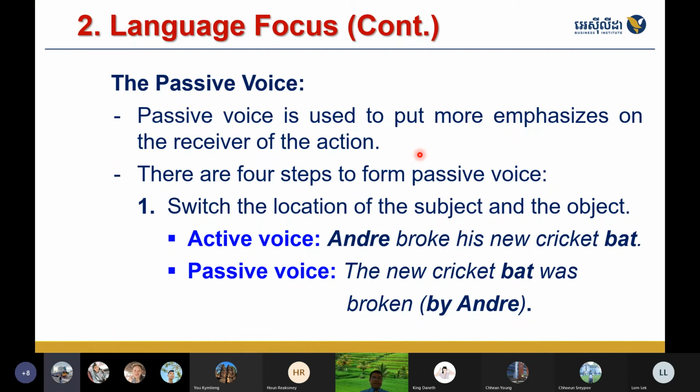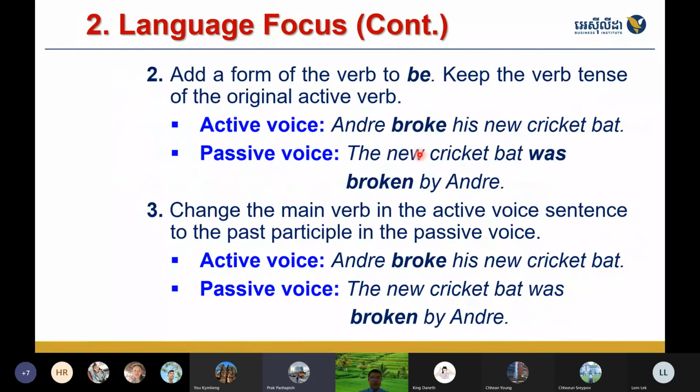The passive voice. Passive voice is used to put more emphasis on the receiver of actions. There are 4 steps to form the passive voice. 1. Switch the location of the subjects and objects. Active voice: Andrea broke his new cricket bat. Passive voice: The new cricket bat was broken by Andrea.